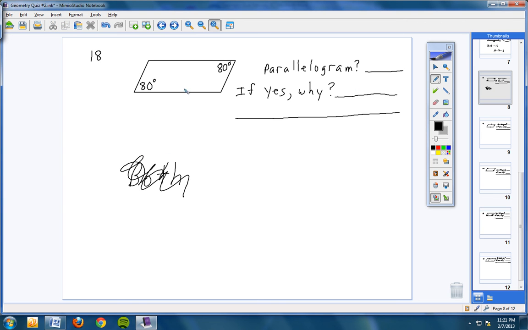Is this a parallelogram? Well, are these opposite angles congruent? Yes. But are these opposite angles congruent? I have no idea. It doesn't say. Both sets of opposite angles have to be congruent in order for you to say yes. So the answer is no. It might be a parallelogram, but you can't state that for sure.